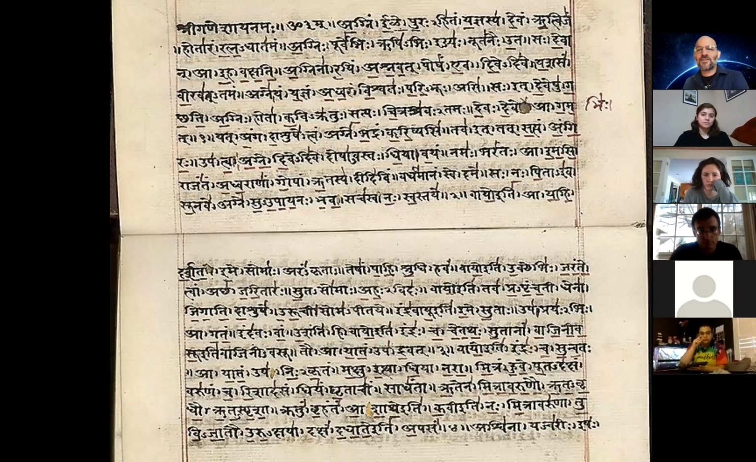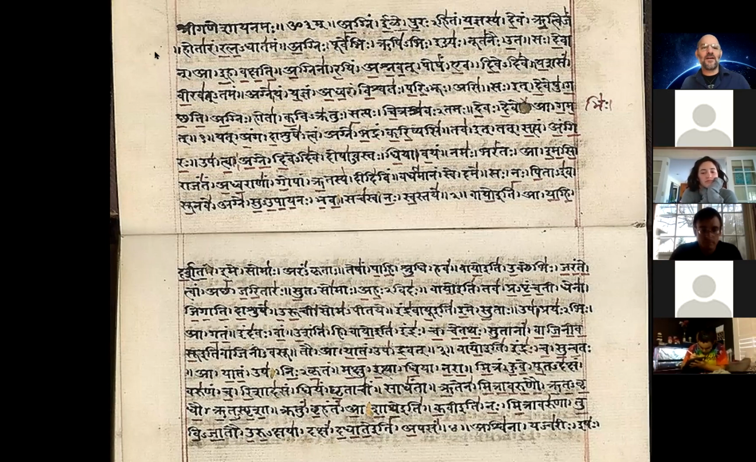Okay, so let's read together, shall we? This is Sanskrit, my friends, and this is the opening passage of the original Rig Veda. Can you say Rig Veda? All right. Rig Veda. Rig Veda. Okay. And the first passage right here is introducing the name of this, and it's the Ganesha Yanama. And do you know who Ganesha is?